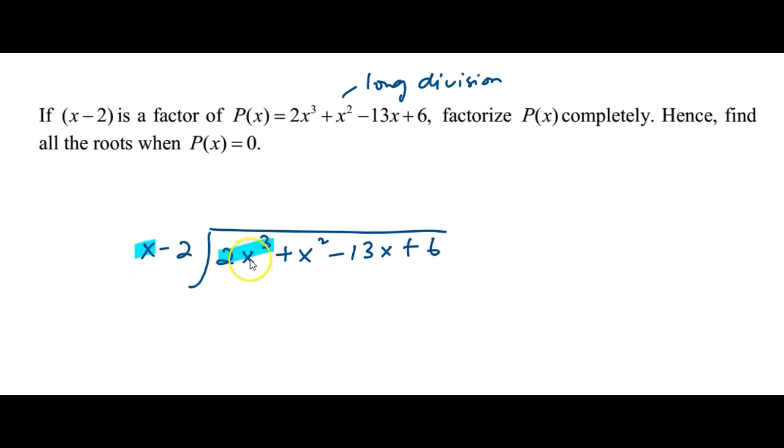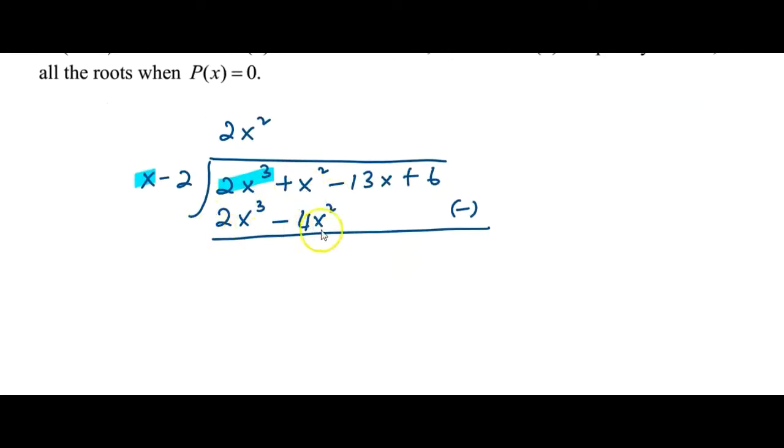So 2x cubed divided by x, I get 2x squared. Or you can say that 2x squared multiplied by x gives 2x cubed. So find the 2x squared first, then write down 2x squared multiplied by x equals 2x cubed right down here. After that, the 2x squared needs to multiply by negative 2 as well. You get negative 4x squared. After you have multiplied the 2x squared by these two terms in my divisor, you can take the cubic expression just now minus what you have multiplied.